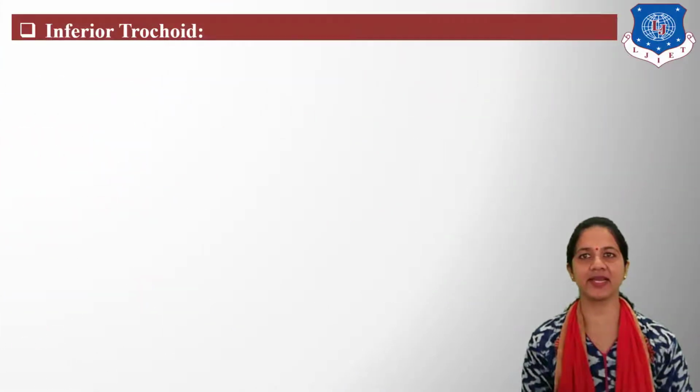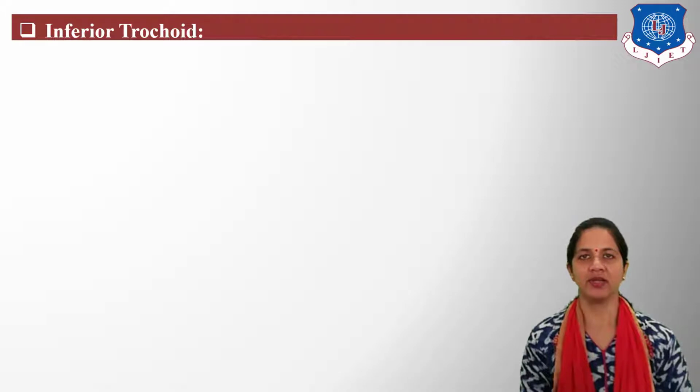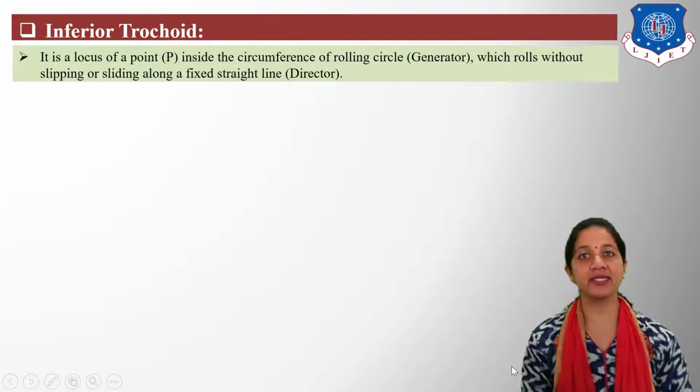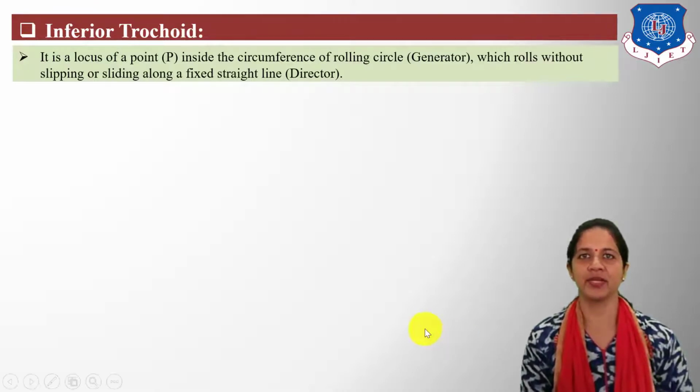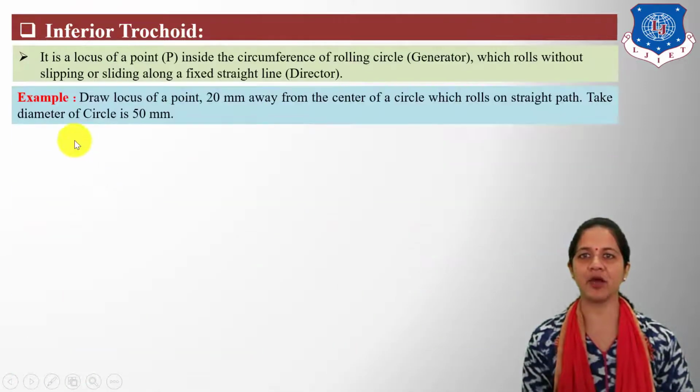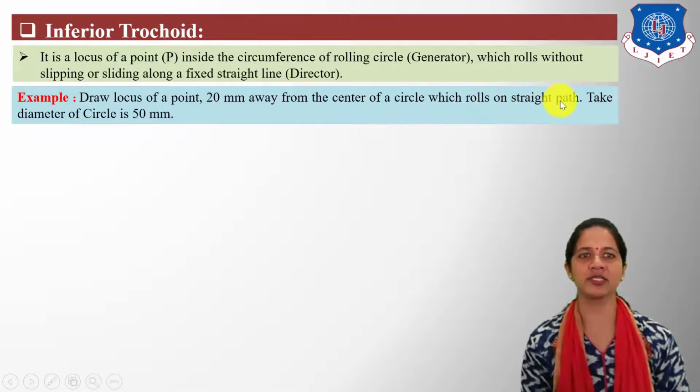Next, let us understand inferior trochoid. Now, what is inferior trochoid? It is a locus of point inside the rolling circle or generator which roll without slipping or sliding along a straight line or director. Let us solve example of inferior trochoid. Draw locus of a point 20 mm away from the center of a circle which rolls on straight path. Take diameter of circle is 50 mm.